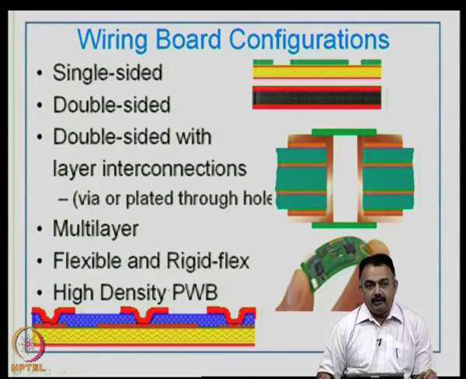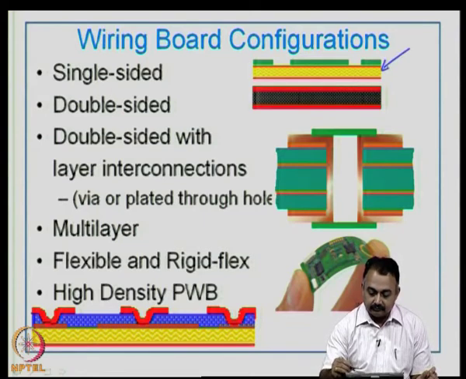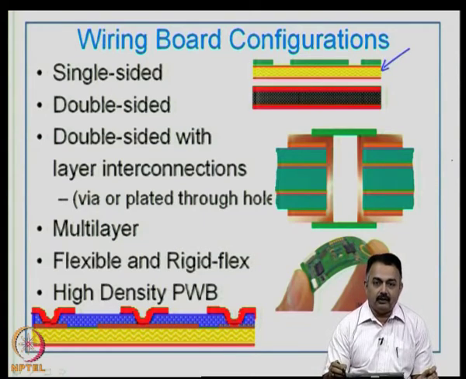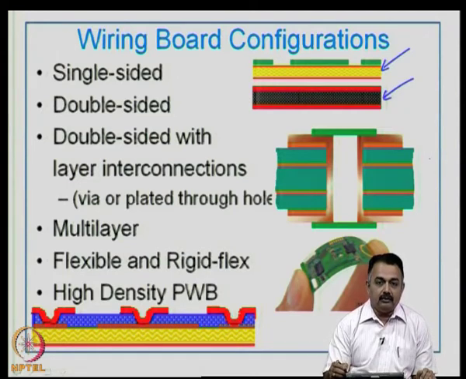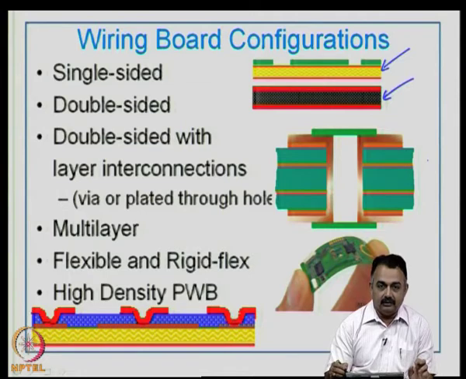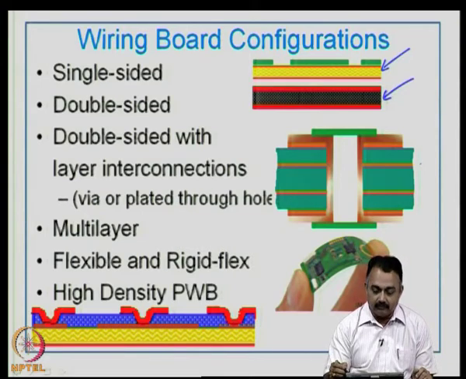We saw what is meant by a single sided printed wiring board, which means that in a structure like this, there will be copper on one side and the assembly of components will be done on that particular copper side. The other side will not have copper. Double sided refers to typically 2 sides of the structure, the thick laminate having copper on both sides, as you can see here in this picture.